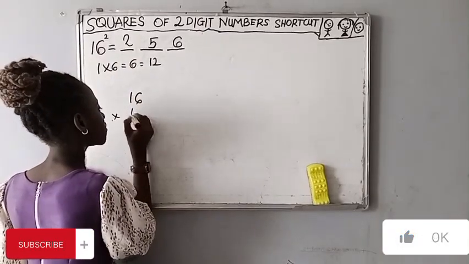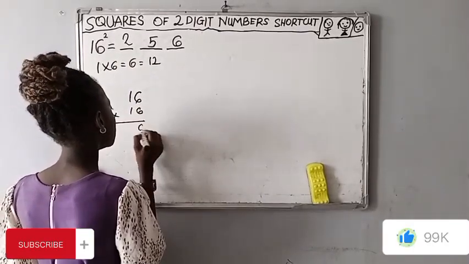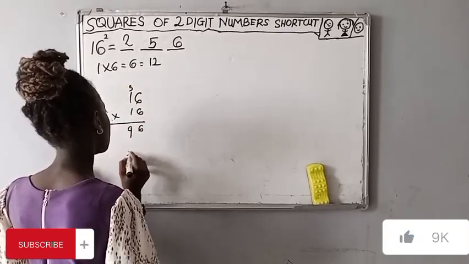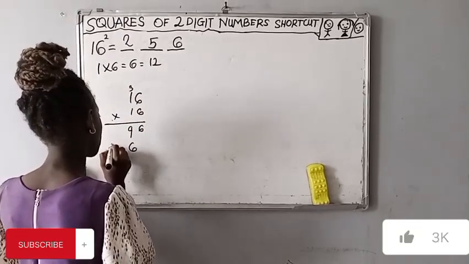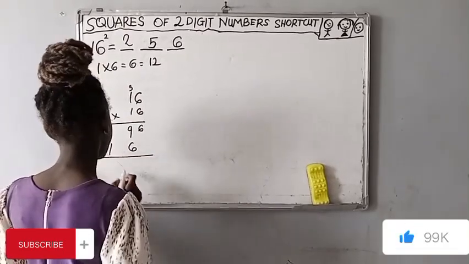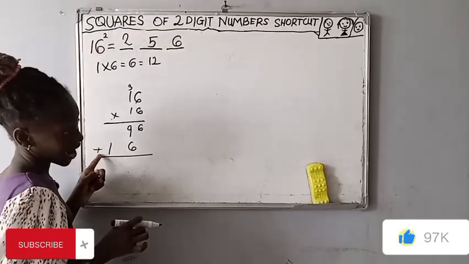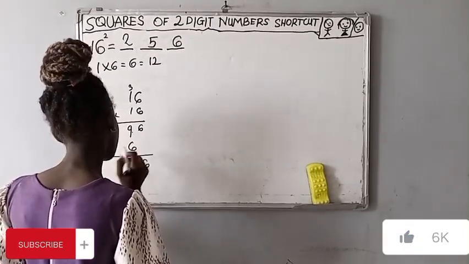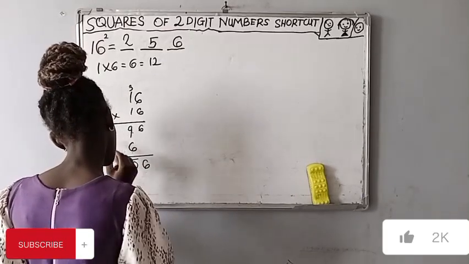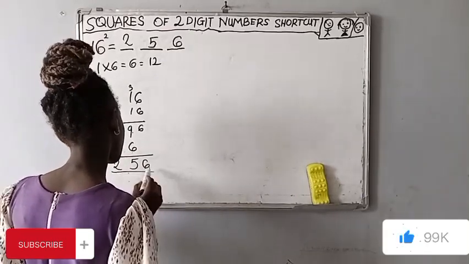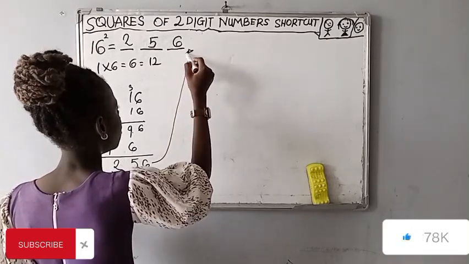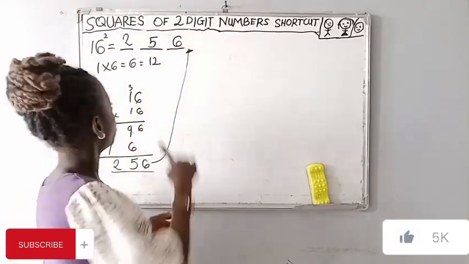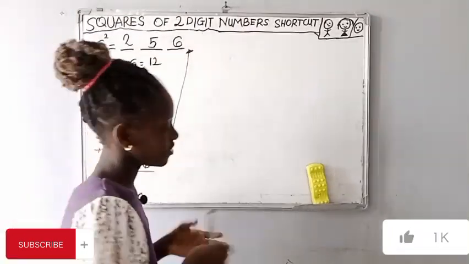16 times 16. 6 times 6, 36. 6 times 1, 6 plus this is 9. 1 times 6 is 6. 1 times 1 is 1. We add. Always remember to put your sign at the side. 6. Then 9 plus 6 is 15. Then, you see, it's the same answer. You see how easy this thing is? It's just that if you're not careful in your carryover, you might make mistakes.